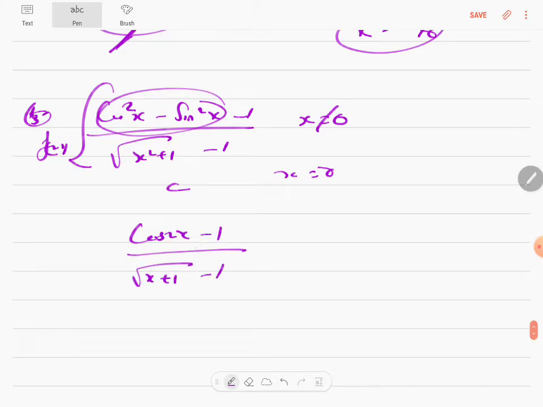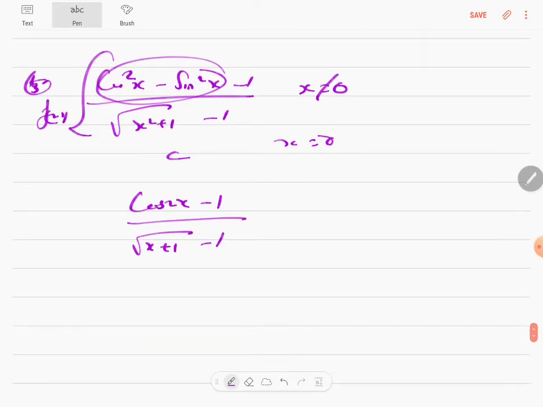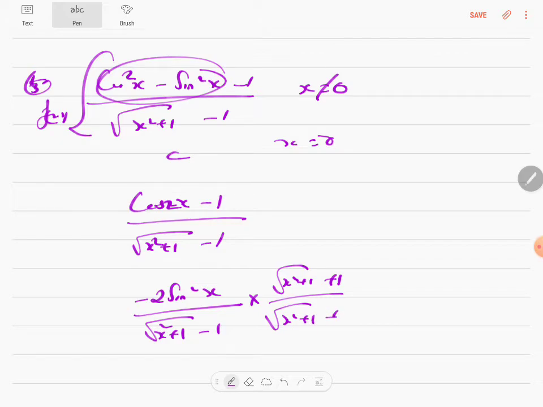1 minus cos x is 2 sin square x by 2. So it's reversed, so minus 2 sin square x by 2. 2x is becoming x here. And then you still have root of x square plus 1 minus 1 here. You have to rationalize it because the denominator is still becoming 0. So multiply by root of x square plus 1 plus 1.